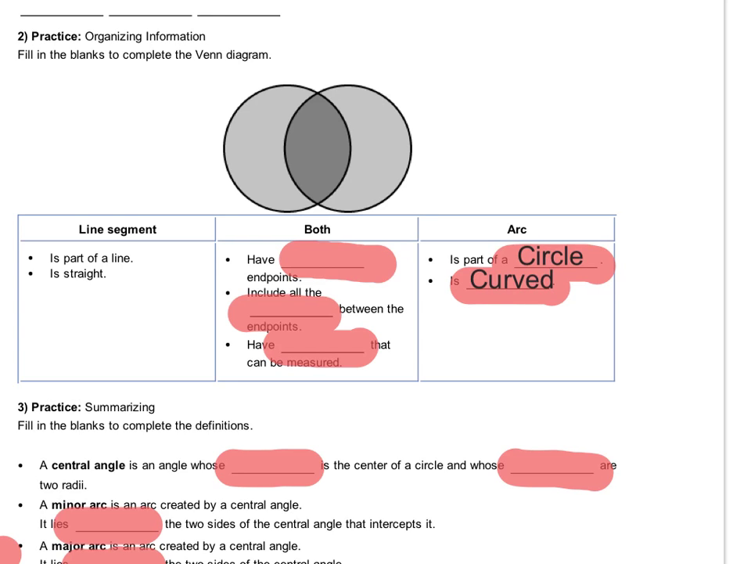What they have in common is they have two endpoints, and it includes all the points between the endpoints. And it has a length that can be measured. They both do.